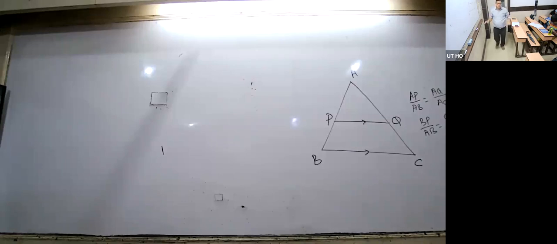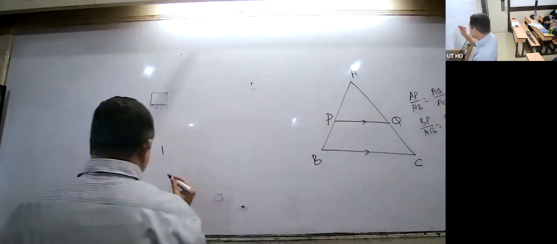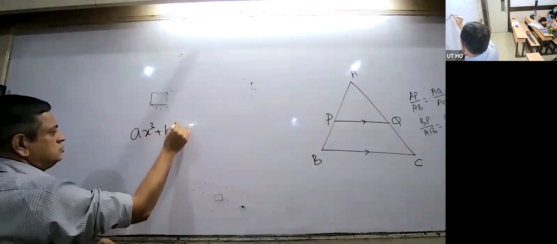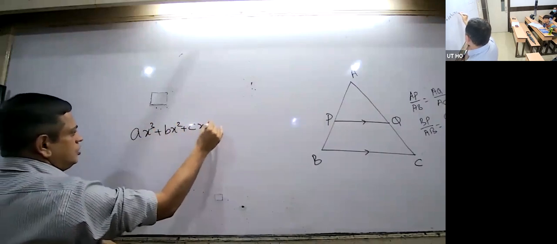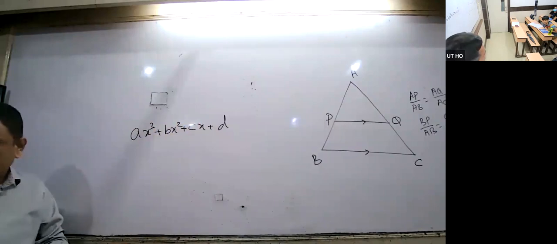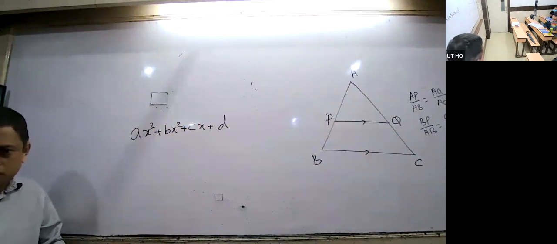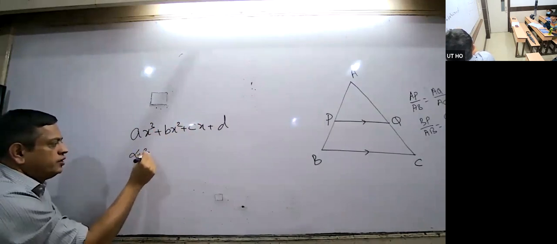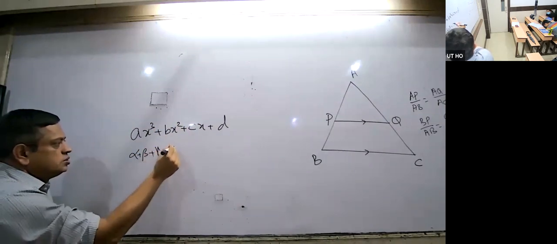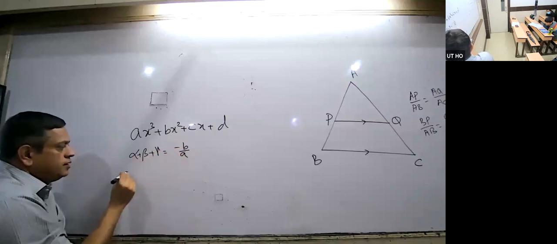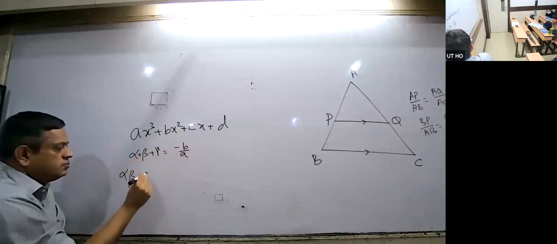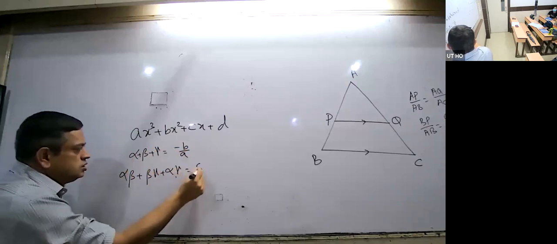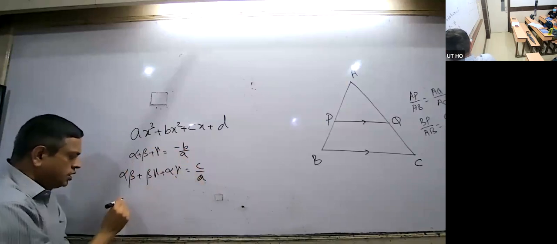Okay, only 2.1 and 2.2, that's fine. See, we also done 3, how many zeros are there? 3: alpha, beta, gamma. So alpha plus beta plus gamma is equal to minus B by A. Alpha beta plus beta gamma plus alpha gamma is equal to C by A. We have done this one.